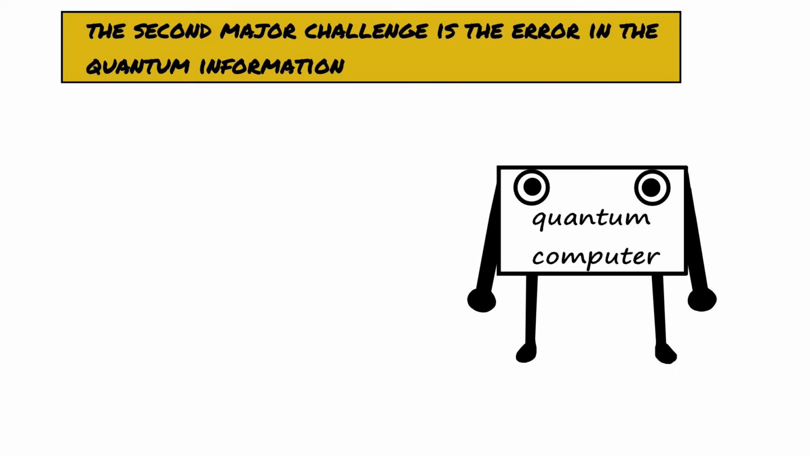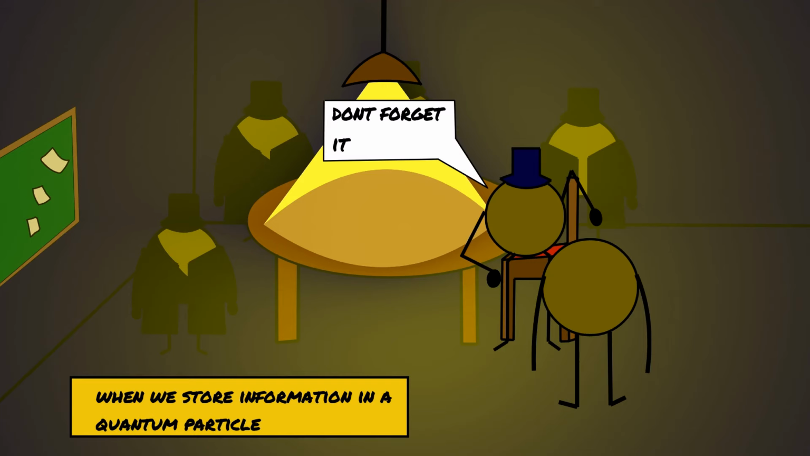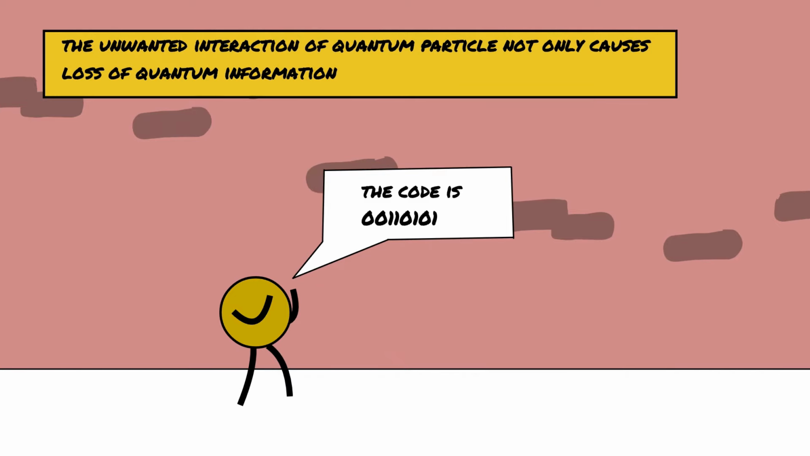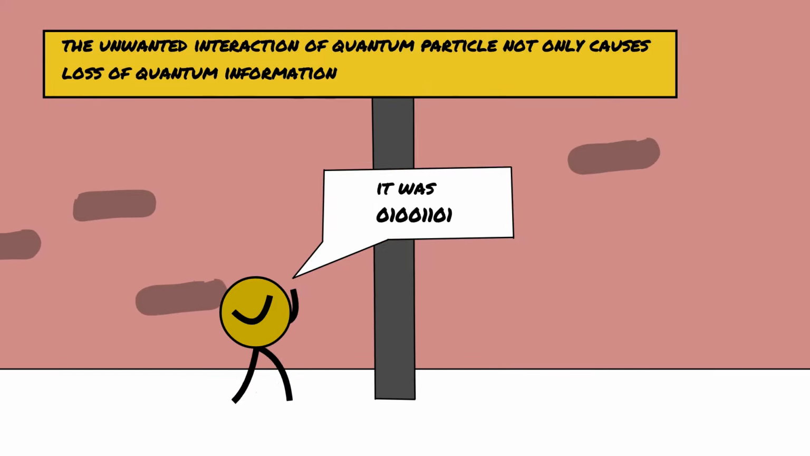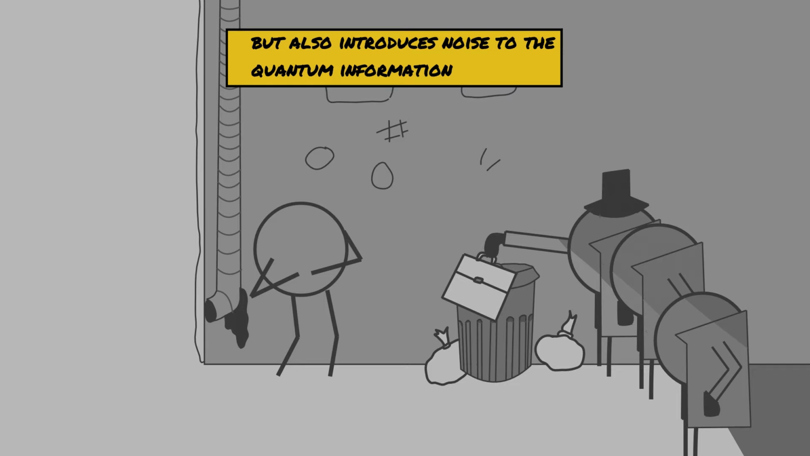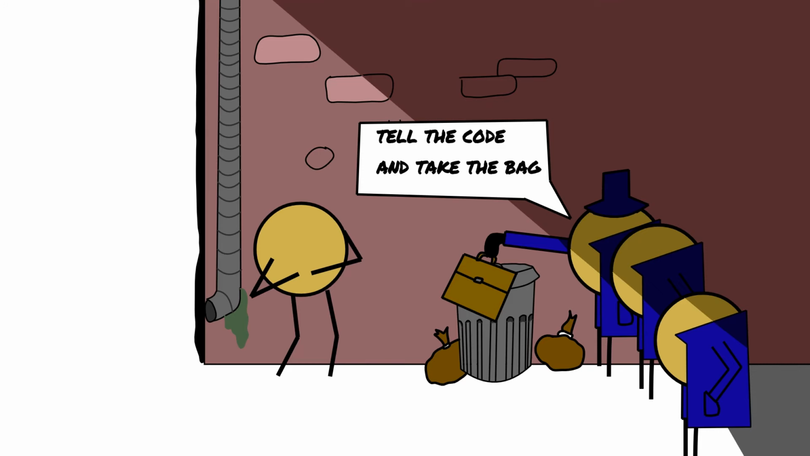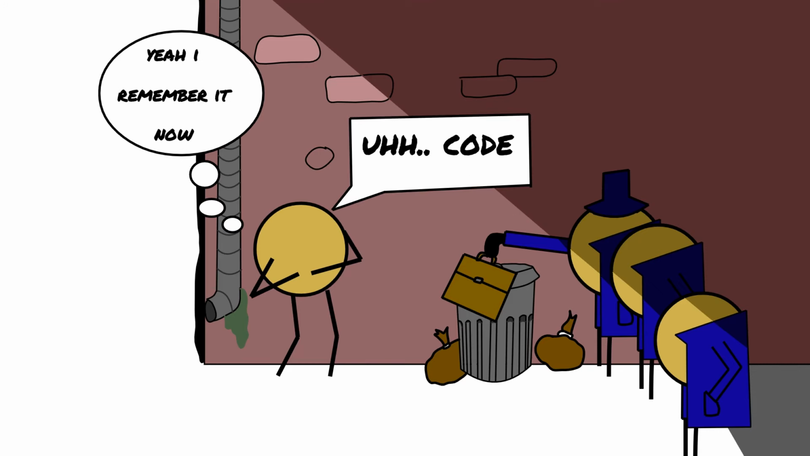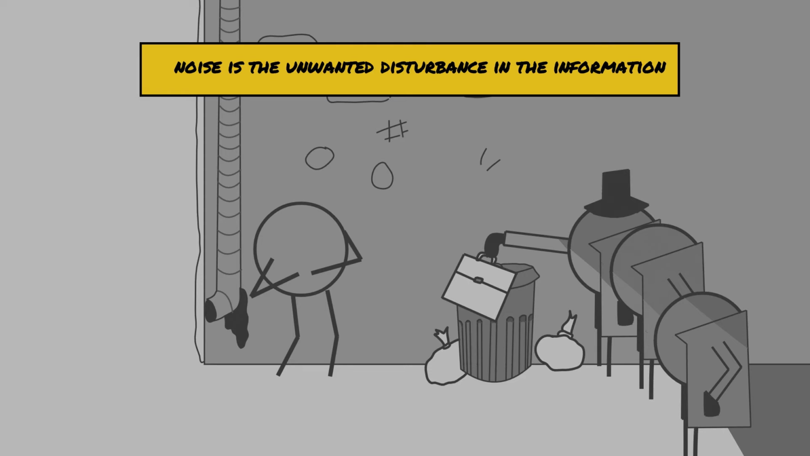The second major challenge is the error in the quantum information. When we store quantum information in the quantum particle, the unwanted interaction of the quantum particle not only causes the loss of quantum information, but also introduces noise to the quantum information. Noise is the unwanted disturbance or change in the information.